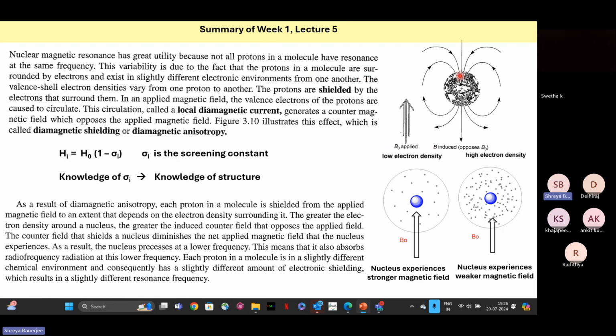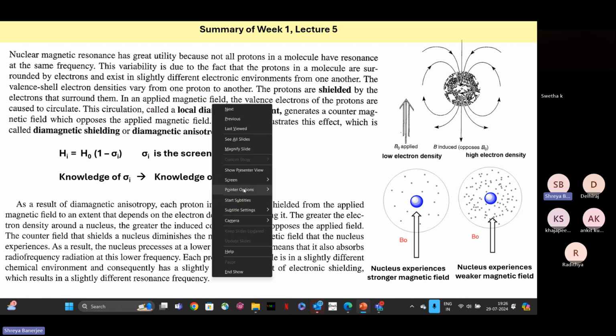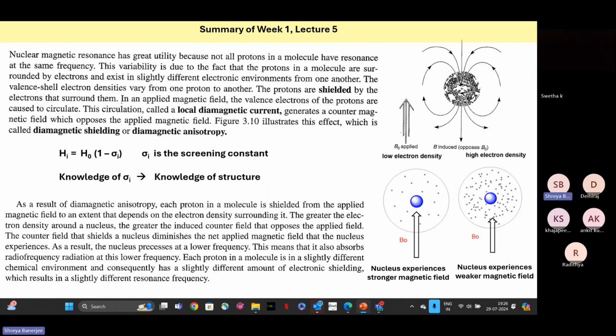So basically, if you imagine a nucleus, the nucleus is surrounded by a cloud of electrons. Now, when you apply an external magnetic field B0, this magnetic field will cause the electrons to spin. In an applied magnetic field, the valence electrons of the protons are caused to circulate. This circulation is called a local diamagnetic current.